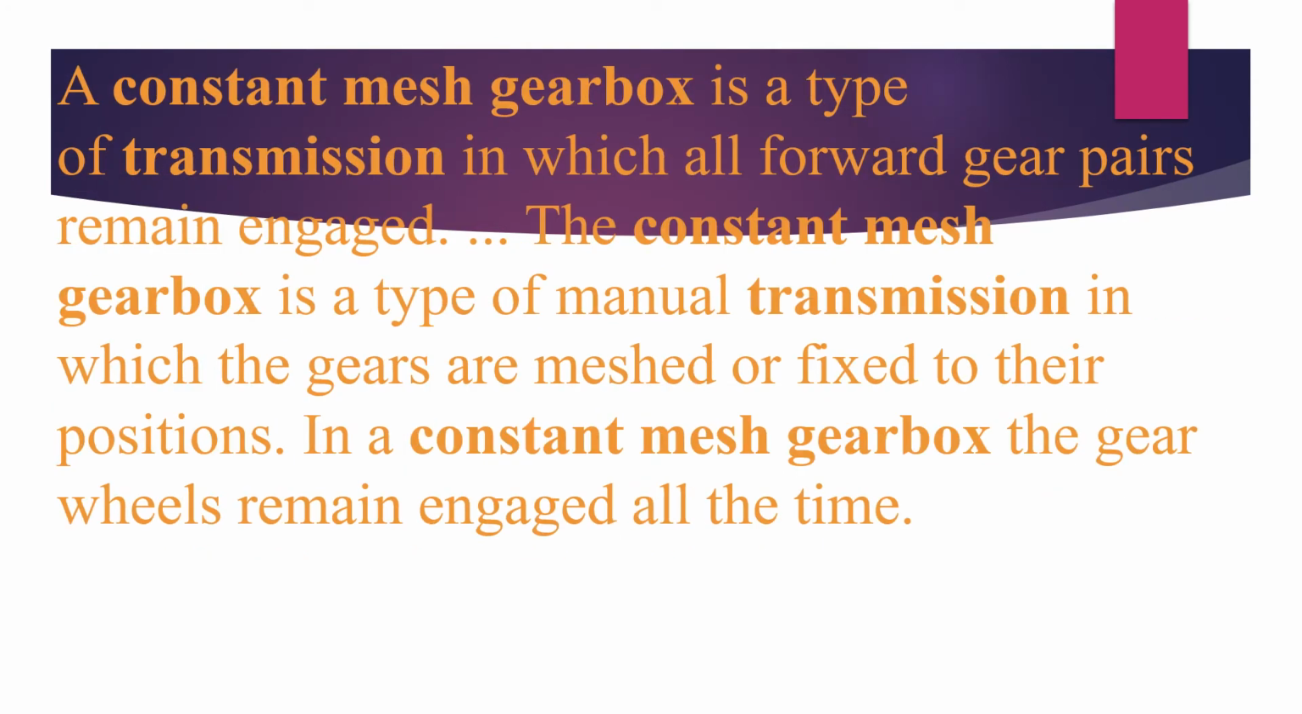A constant mesh gearbox is a type of transmission in which all forward gear pairs remain engaged. The constant mesh gearbox is a type of manual transmission in which the gears are meshed in fixed positions. In a constant mesh gearbox, the gear wheels remain engaged all the time. Mainly, it is used for transmission of motion in the forward direction. It may not be recommended for the transmission of motion in the backward direction.